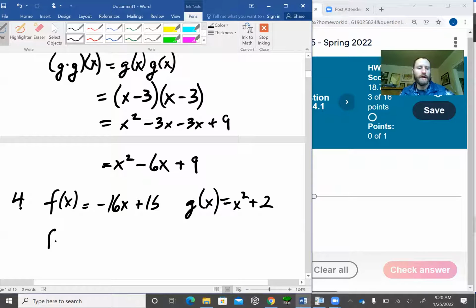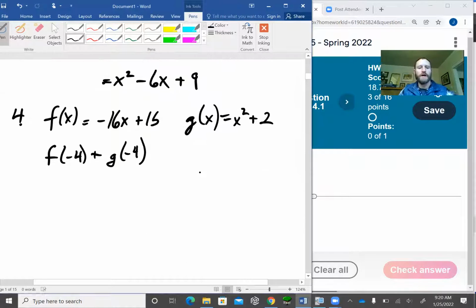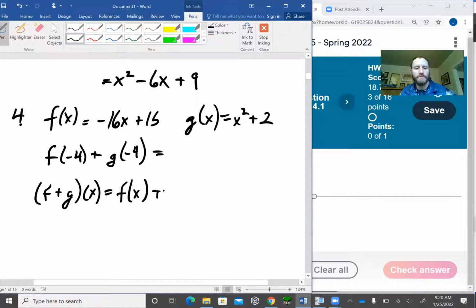And so we want f of -4 plus g of -4. Well, one way to do this would be to first find that sum function f plus g of x, right? Which would be just like the last problems we did. Remember, this is sort of the easy one where I'm just collecting like terms in the two formulas.